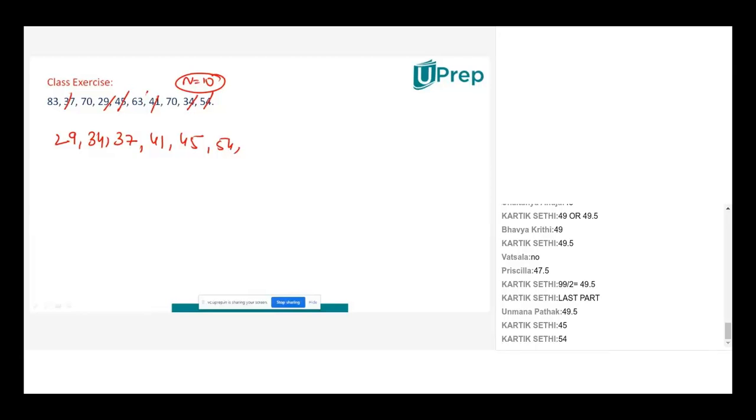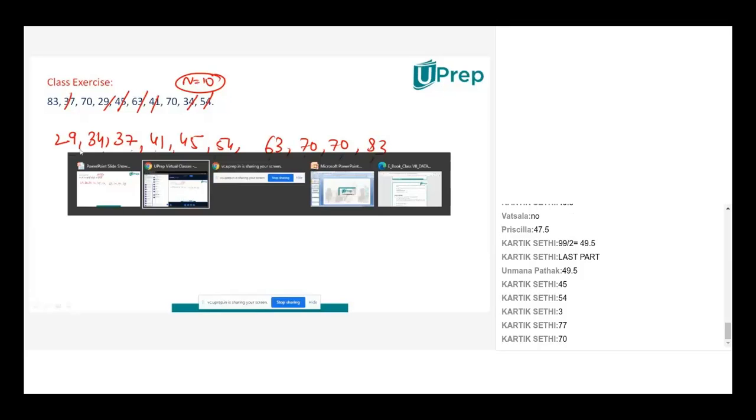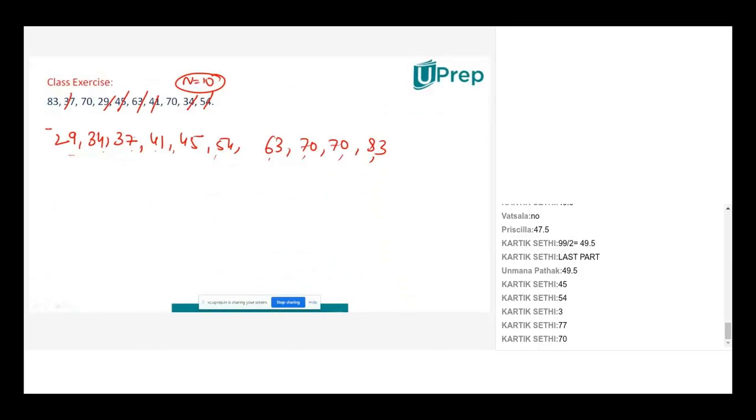Okay. So they are arranged in ascending order. The number of observations is 10. That means there are two approaches: take the n by 2th plus the n by 2 plus 1th, divided by 2. That is the 5th plus the 6th, divided by 2. 1, 2, 3, 4, 5th and 6th. The logic also tells us the same thing.